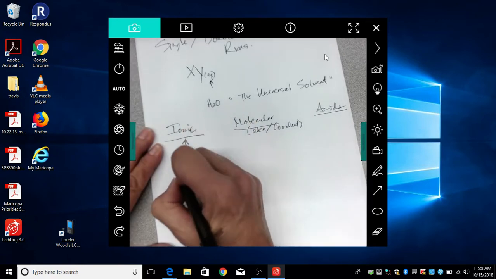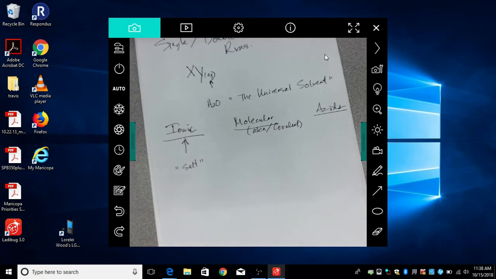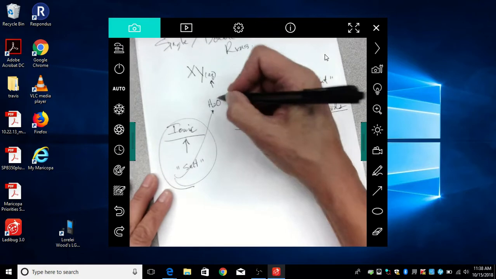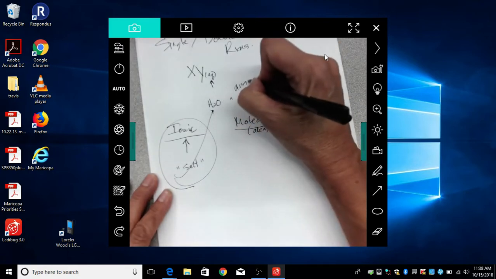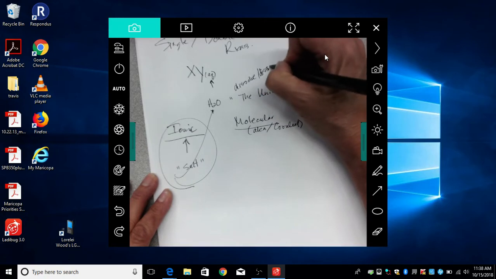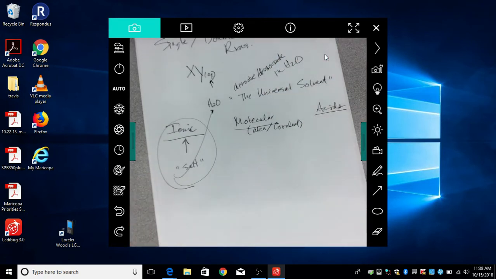Ionic substances, the slang that chemists use for ionic substances, is a salt. So most ionic substances will dissolve and dissociate in water. And that's why it's called the universal solvent, because almost every single ionic substance you put into water will dissolve and break up into its component parts.